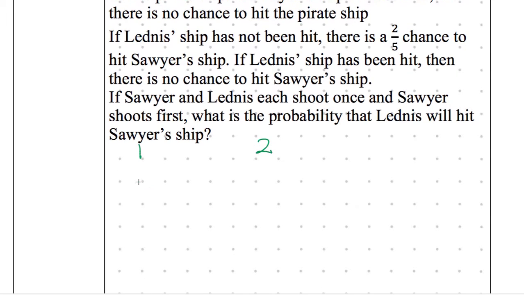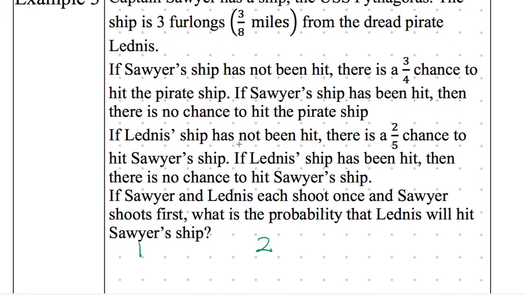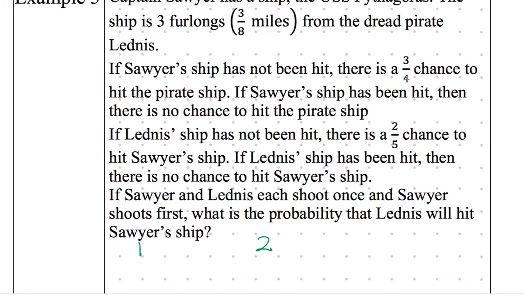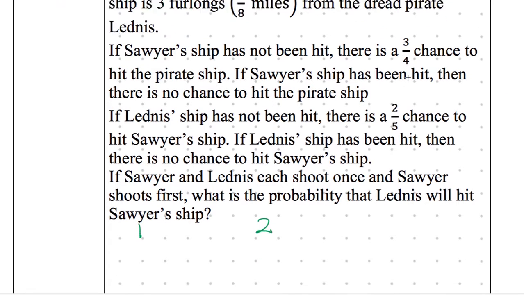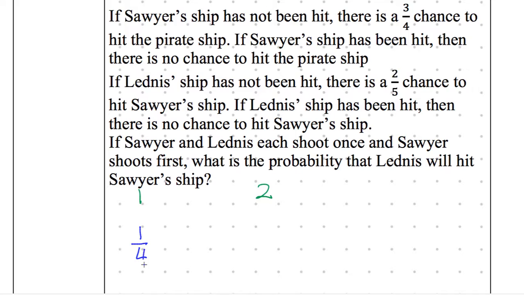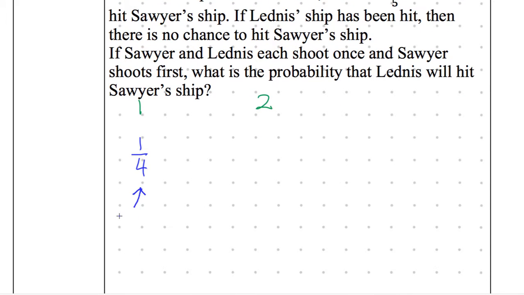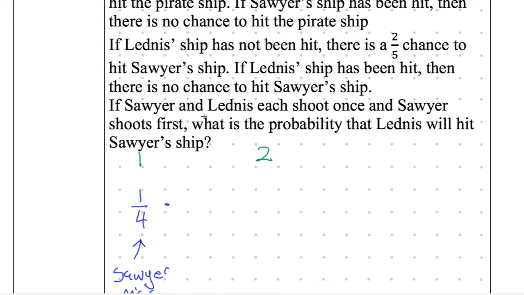So for probability 1, what is the probability that Sawyer misses? Well, he will hit 3/4 of the time. 3 out of 4 times he will hit it. That means 1 out of 4 he will miss. The inverse of this, or 1 minus this probability. So 1 minus 3/4 is 1/4. There's a 1/4 chance, and this represents Sawyer missing. Then we need to multiply that by the probability that Leadness hits. Well, Leadness hits with a chance of 2/5. There's nothing to do there, so this is going to be times 2 over 5.